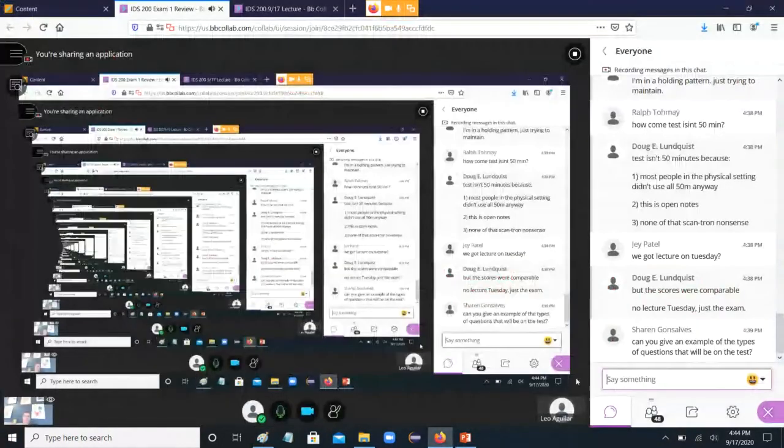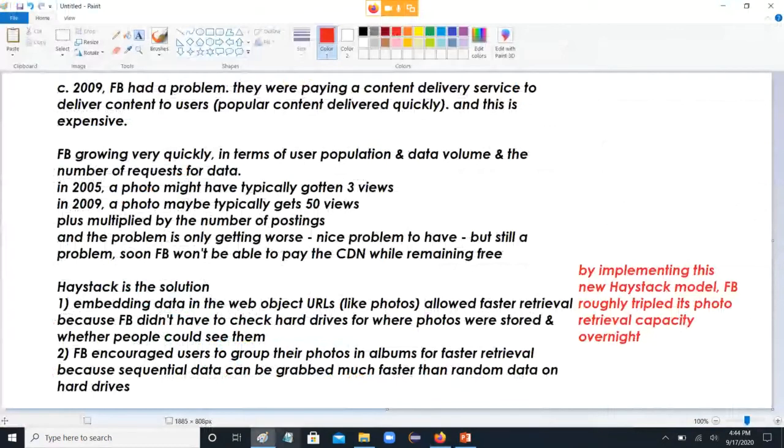Okay. So yeah, last thing, since people asked, an example of the kinds of questions. Sure, I'll give you a sample question. All right, then I suppose we'll call it a day.